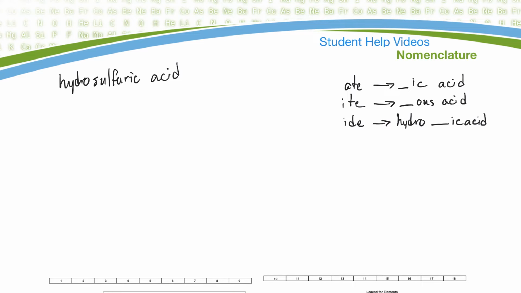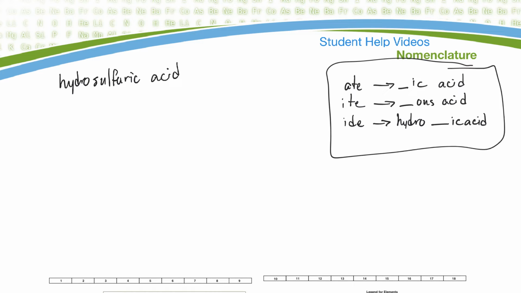Here's a good question. I need to come up with the chemical formula for hydrosulfuric acid. So I need to go to my 3 rules and figure out which one it is. Since there's a hydro in it, it has to be this last rule. So if it's this last rule, then the ionic name must have come from an ide. Okay, so not an ate or an ite, has to come from an ide.